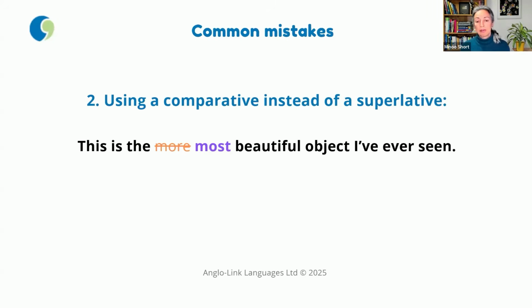The second one, I usually hear this from Spanish speakers, is using a comparative instead of the superlative, saying things like, this is the more beautiful object I've ever seen. Be careful, this needs to be superlative. This is the most beautiful object I've ever seen.